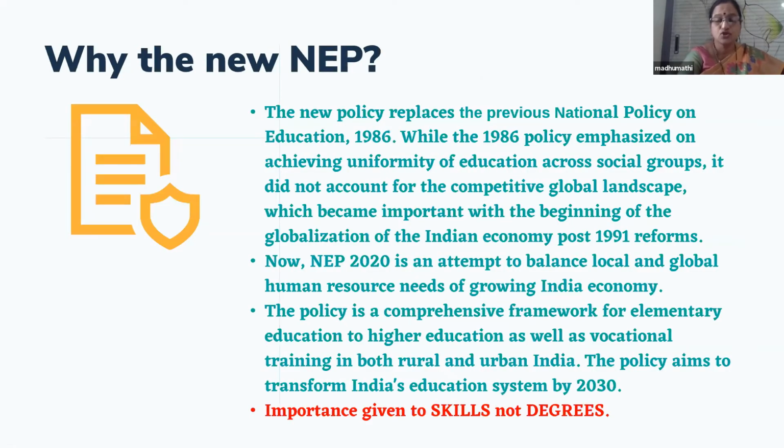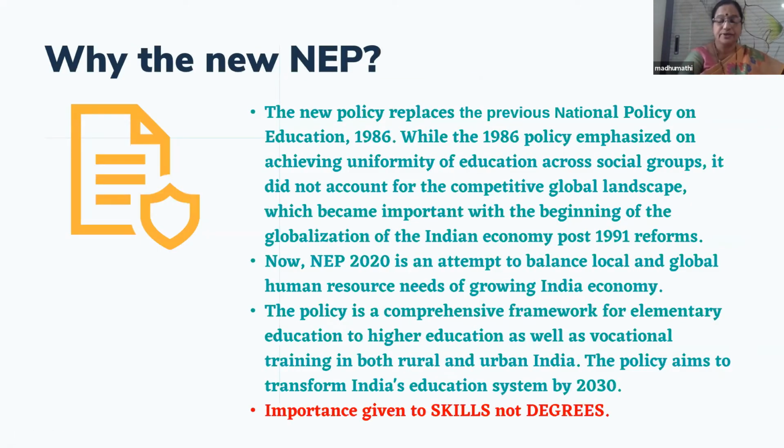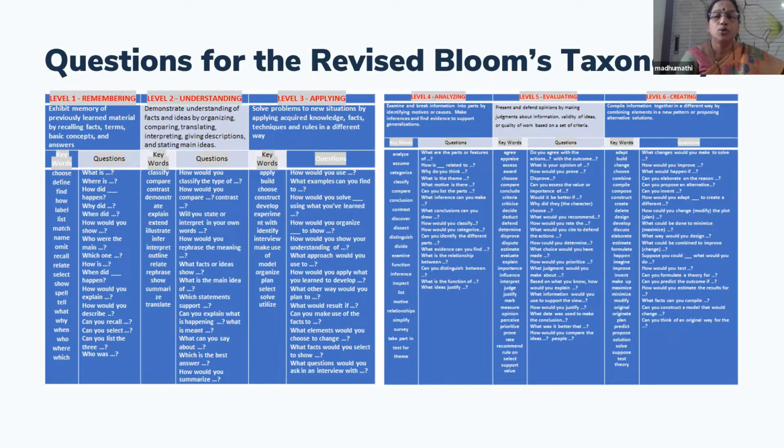Then the level of the student here is considered to be the intermediate order of thinking. Then if he analyzes, that is, he examines and breaks the information into parts by identifying the motives or causes, then his level of understanding is intermediate.